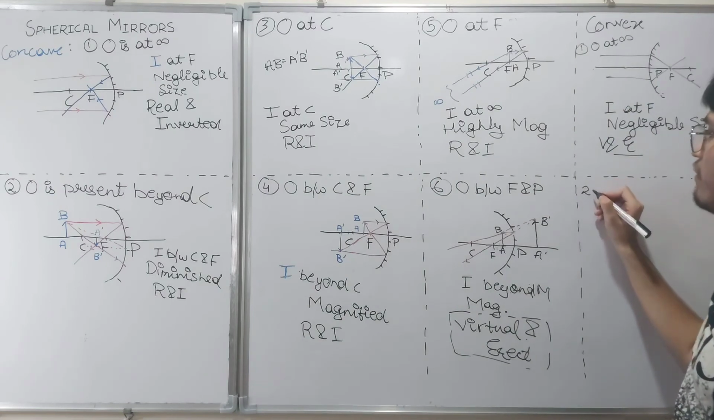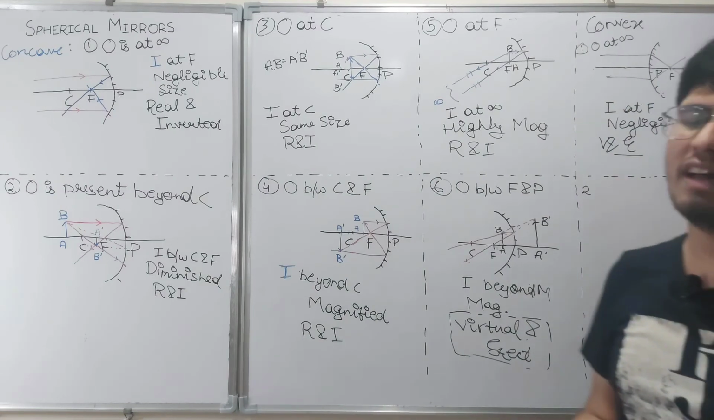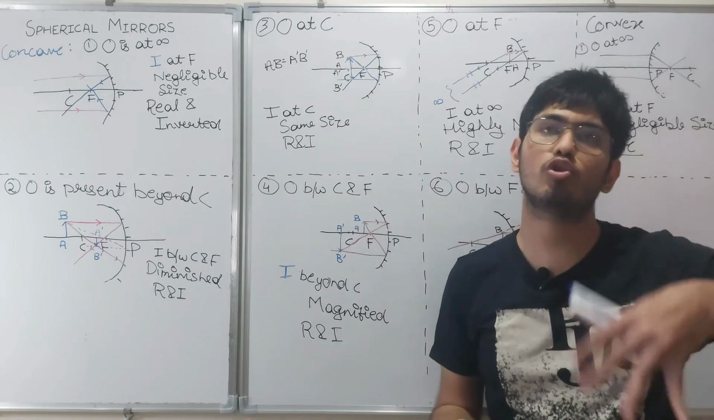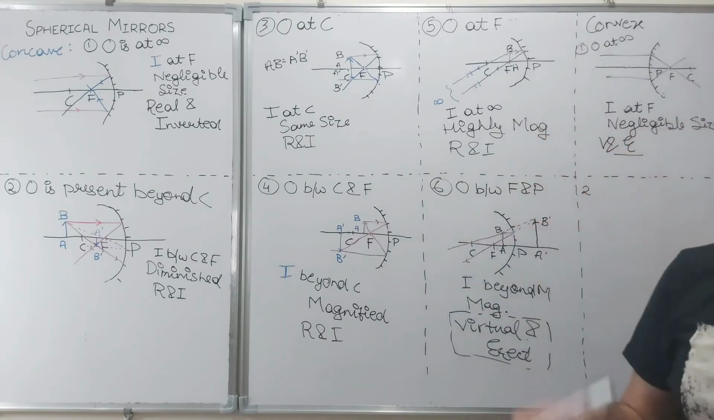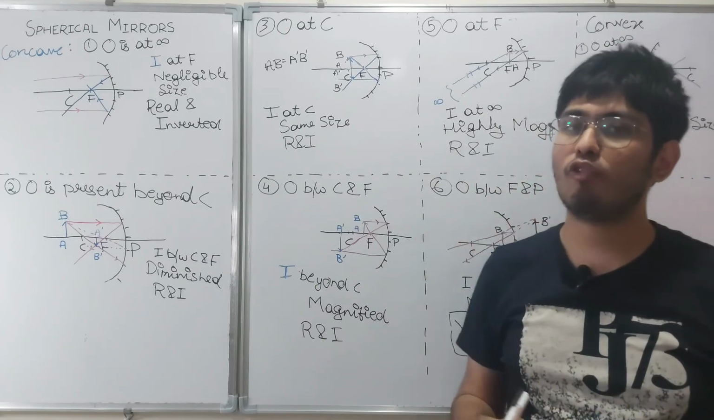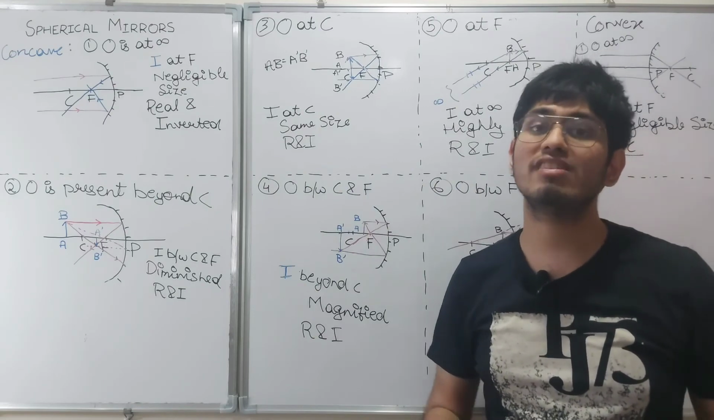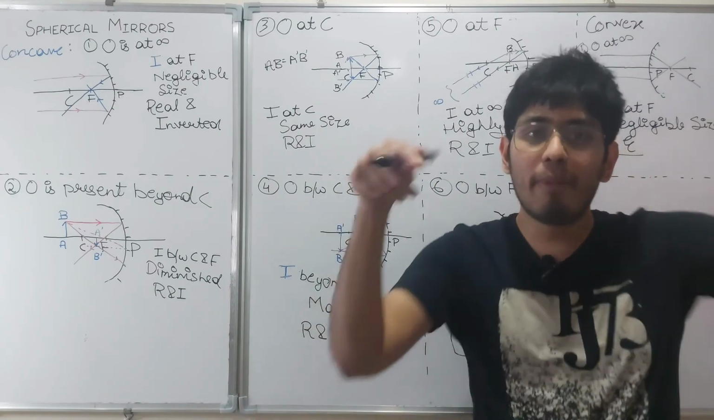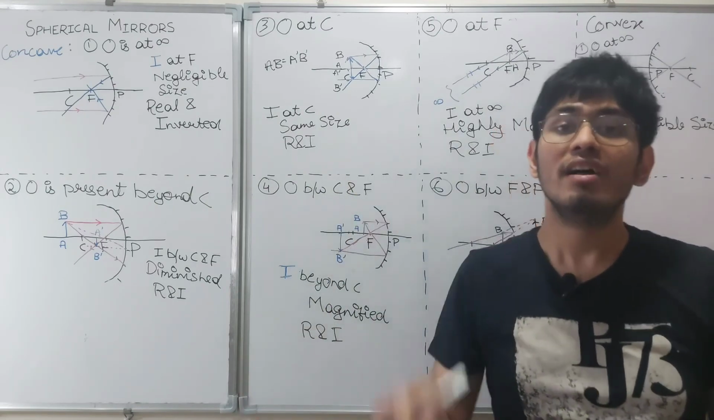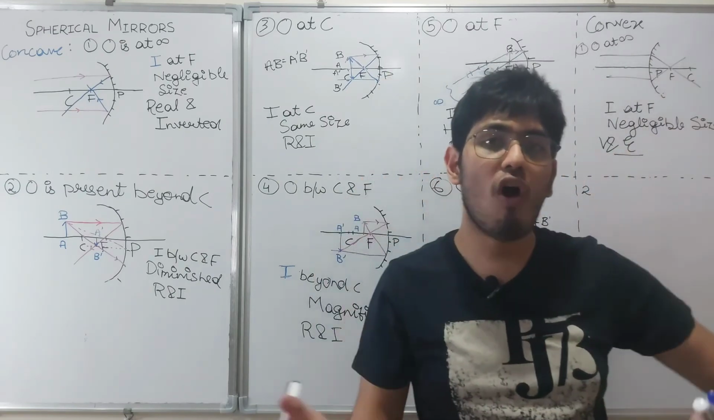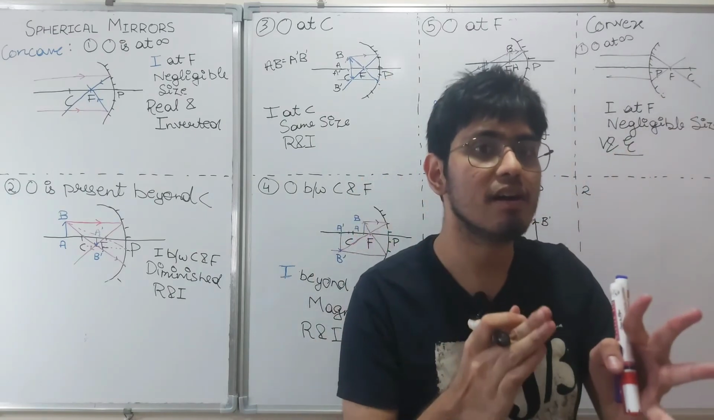The second case, are we going to take it beyond focus? Are we going to take it at center of curvature? Are we going to take it beyond center of curvature? Are we going to take it between the principal focus, between the pole and the principal axis? What is this case? Comment it down below. Before I just start, just comment it down below that what is the case that I am going to take.